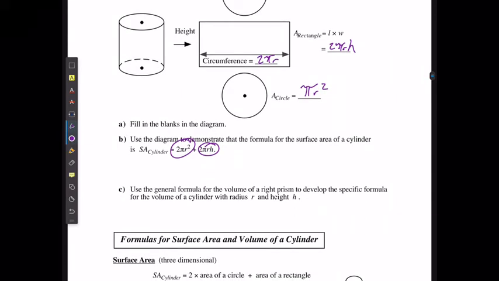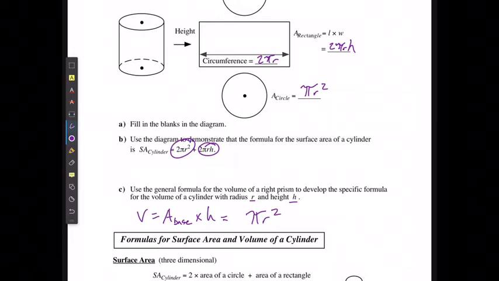If I'm using the general formula for the volume of a right prism to develop the specific formula for the volume of a cylinder with a radius of r and a height of h, then I'm going to say that the volume is going to equal the area of the base times the height, and the area of the base is going to be pi r squared, the area of a circle, multiplied by the height.